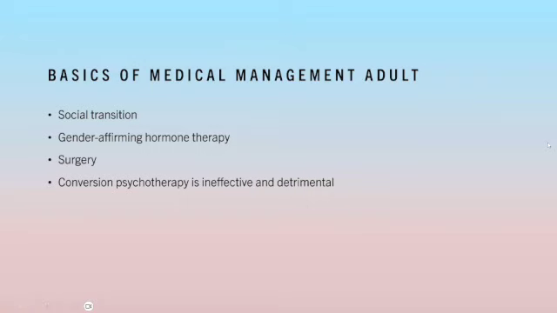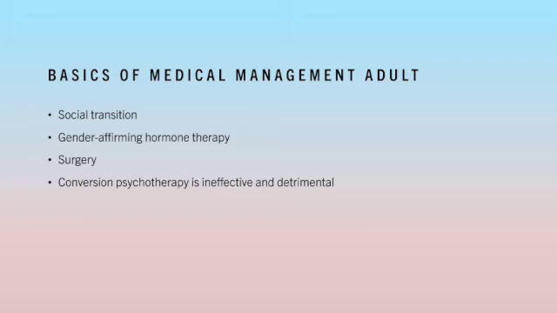With adults, there's no need for puberty blockers since puberty is complete. Adults are socially transitioned and treated with gender-affirming hormone therapy. In male to female individuals, original sex characteristics can be suppressed with LH agonists, progestational compounds, spironolactone, flutamide, and cyproterone acetate.